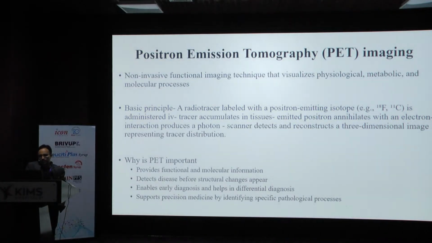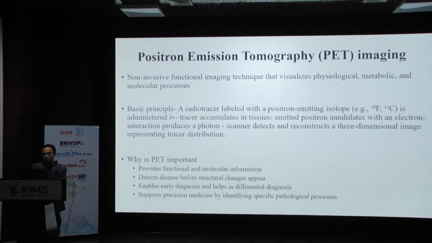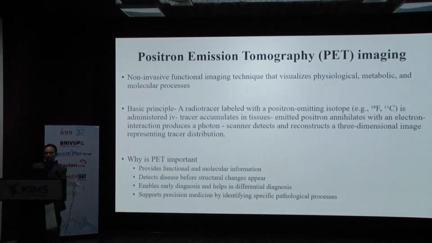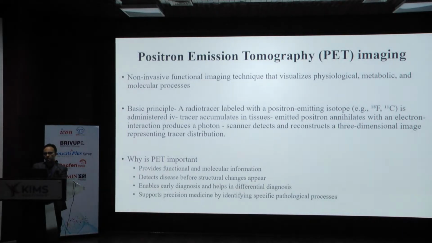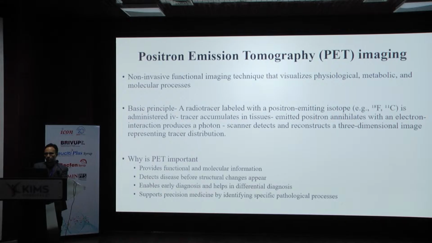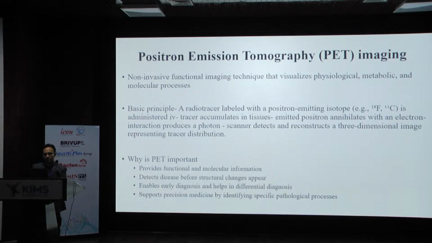Now, coming to the overall PET, it is a non-invasive imaging technique that visualizes the physiological, metabolic, and molecular processes in the brain. The basic principle is a radio tracer, which is labeled with a positron-emitting isotope. It could be F18 or C11, and it is administered IV, and the tracer accumulates in the tissues, emits positrons, which annihilate with an electron. This interaction produces photons, and the scanner detects them and reconstructs a three-dimensional image, and we see representations of tracer distribution across the brain.